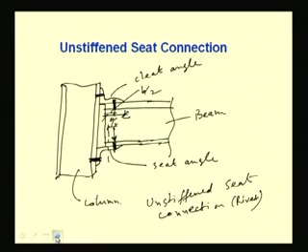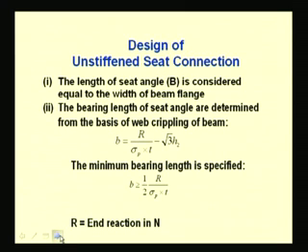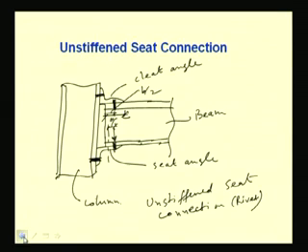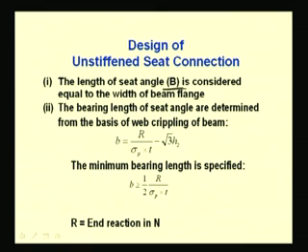Now we will go through the design procedure, step by step. First, the length of the sheet angle, which is denoted as B for our calculation, is considered equal to the width of the beam flange. So we have a particular size of beam, say ISMB 300 with some load. It has a particular flange width. So we will consider the length of the sheet angle the same as the width of the flange of the beam.